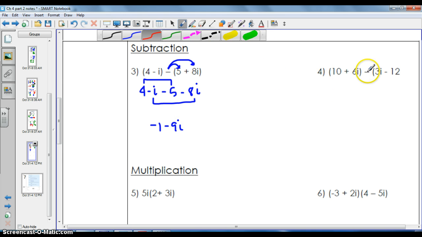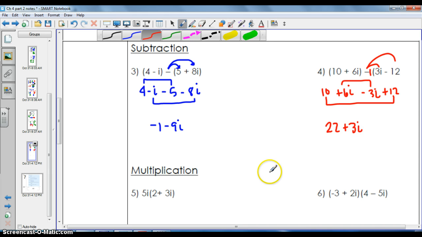Again, make sure to distribute that negative first, or if you want to think of it as a -1, distribute that -1 first, then combine your like terms. All right, so let's check. You should have had 10 plus 6i minus 3i plus 12. And then you're going to want to add your like terms. So real and real, imaginary and imaginary. We would wind up with 10 plus 12, which is 22. Again, real comes first. Then 6 minus 3 would be plus 3i. So that's your final answer there.